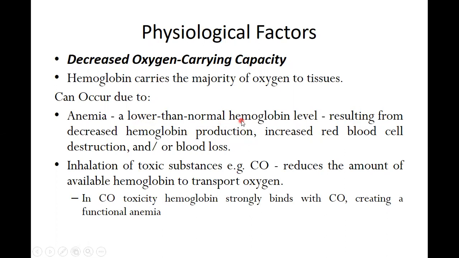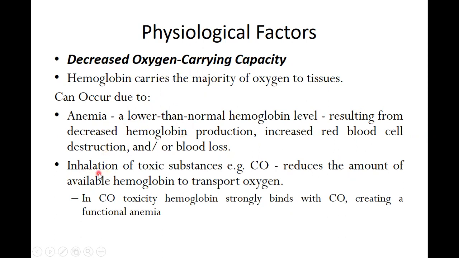The lower than normal levels of hemoglobin can be due to decreased hemoglobin production, as might be the case in aplastic anemia, or increased red blood cell destruction, as can be the case in sickle cell anemia, also in various infections, but also due to blood loss, as may be the case in trauma. So any of these conditions will cause anemia and hence reduce the oxygen carrying capacity of blood.